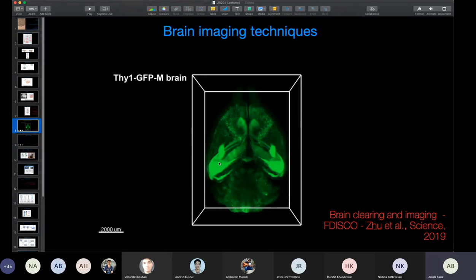So it's a really powerful technique, and now people have done it in humans, so they have cleared an entire human fetus using these techniques. I'll just show you the video of how it looks.